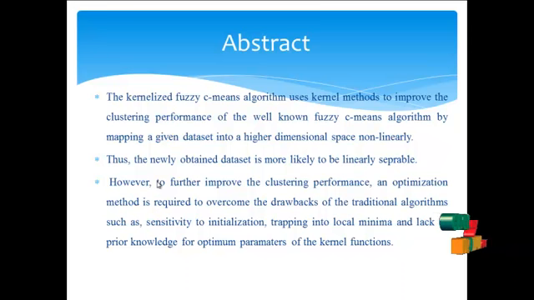First we include the input dataset for the heartbeat datasets, some of which are abnormal. From this we can find out the normal values as well as the high values by use of fuzzy c-means. Thus the newly obtained dataset is more likely to be linearly separable. To further improve the clustering performance, we use the classifier.